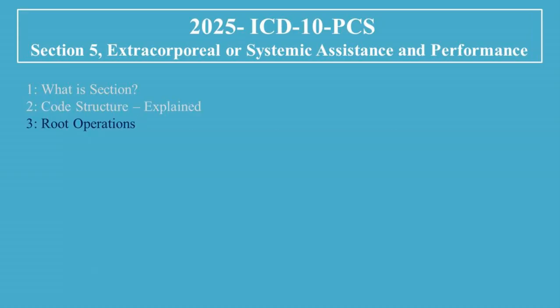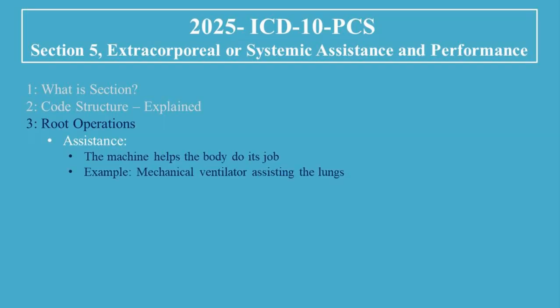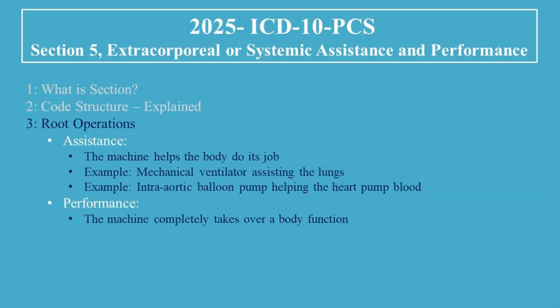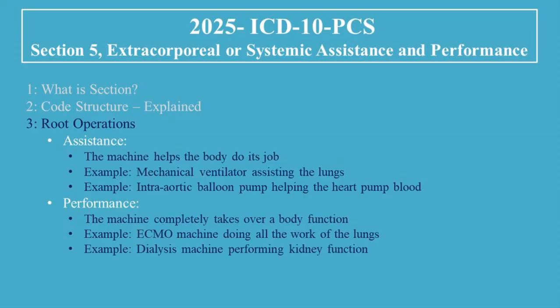3. Root operations. There are 2 root operations in this section. Here's what they mean. Assistance. The machine helps the body do its job. Example, mechanical ventilator assisting the lungs. Example, intra-aortic balloon pump helping the heart pump blood. Performance. The machine completely takes over a body function. Example, ECMO machine doing all the work of the lungs. Example, dialysis machine performing kidney function. Think of it this way. Assistance equals support. Performance equals complete takeover.